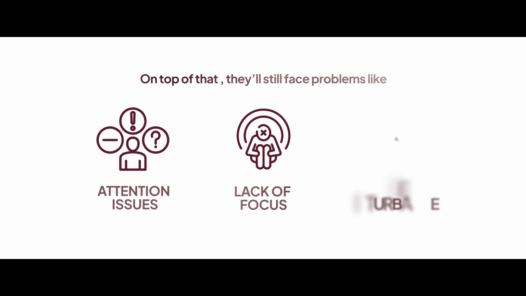At this age, kids are already going through natural changes like mood swings and hormonal shifts. It's part of growing up, and it used to happen even before the age of screens. But now, with screens overstimulating them, it can make these mood swings worse. The constant exposure to social media can heighten the feelings of insecurity and self-consciousness, leading to issues like low self-esteem and body image struggles. On top of that, they'll still face problems like attention issues, lack of focus, and sleep disturbances. The pressure to keep up with social media can add to their stress and make them feel even more overwhelmed.